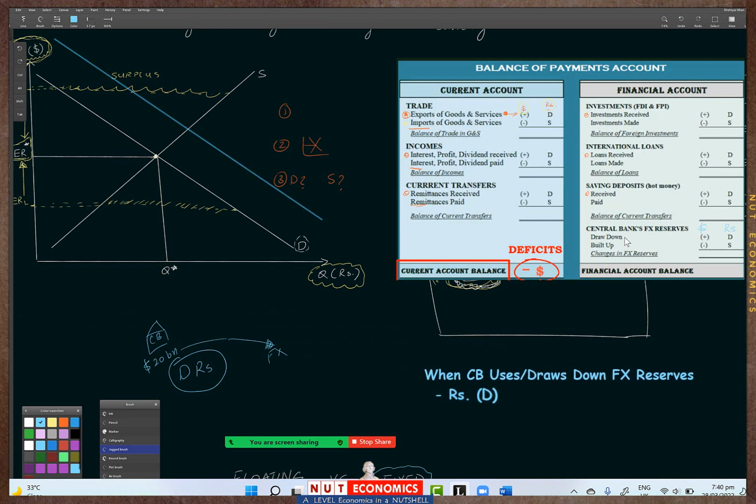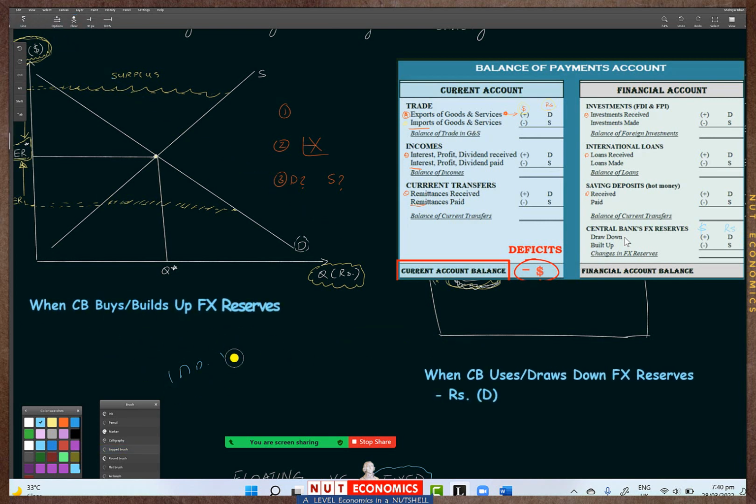So drawing down of FX reserves, therefore, creates dollar inflow and artificially creates demand for rupee. Whereas buying reserves, what that means is that again the central bank, let's assume, starts with $20 billion of reserves, and let's assume the central bank wants to increase its reserves by $5 billion. I want to add $5 billion of reserves. This time the central bank will go to the FX market. Here it will start supplying rupees, saying take these rupees and give me these $5 billion. So dollars will be sucked out of the system artificially.